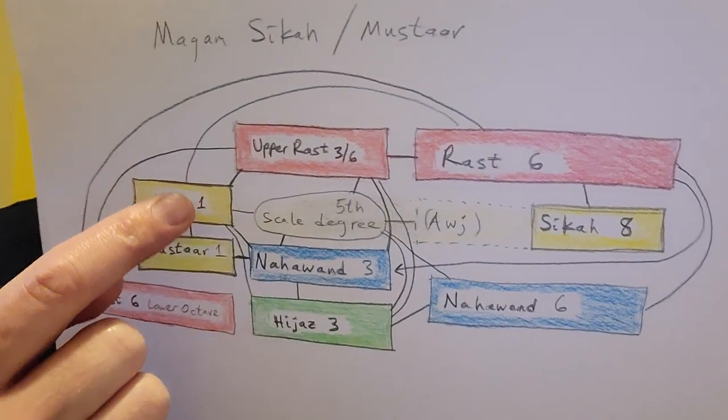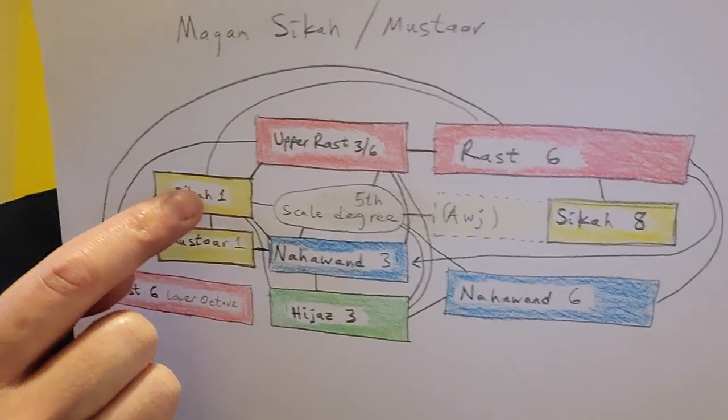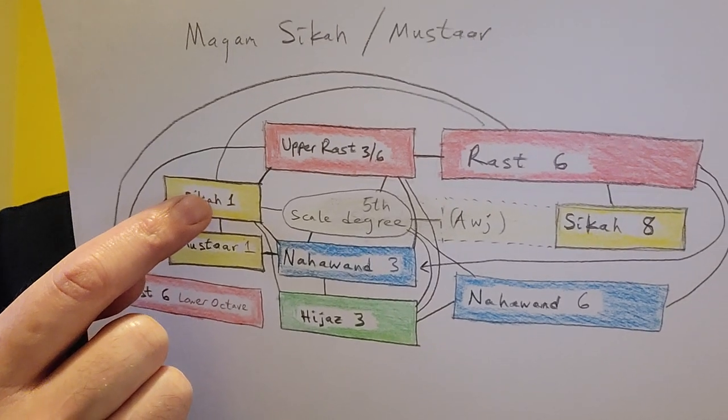6, 6, 6, 7, 8. 8 is the same as 1. Just like do is the same as do, and we go do, re, mi, fa, sol, la, ti, do.